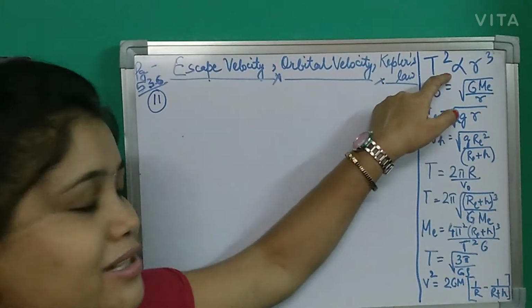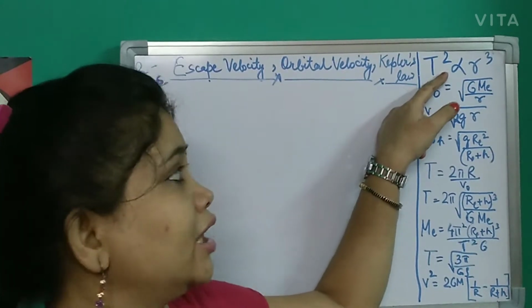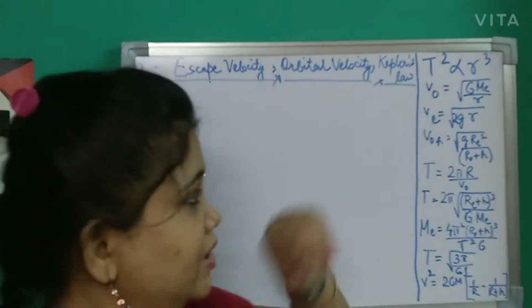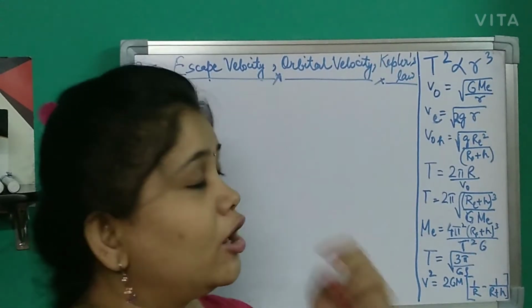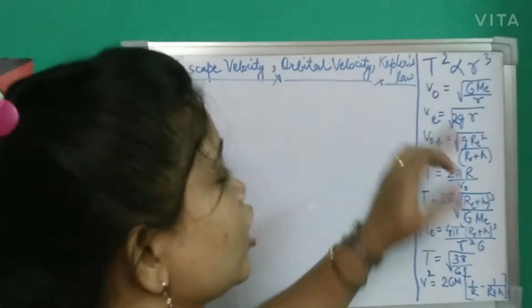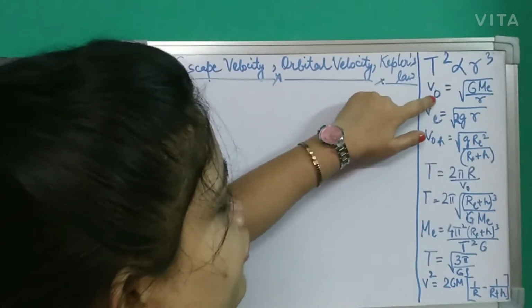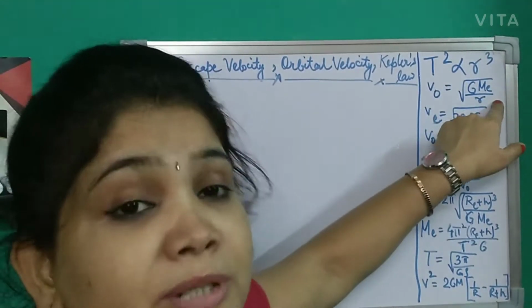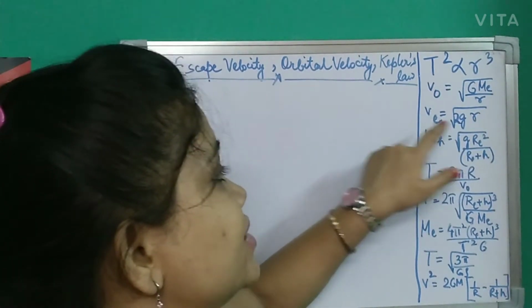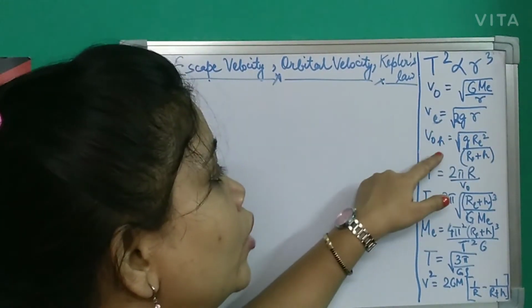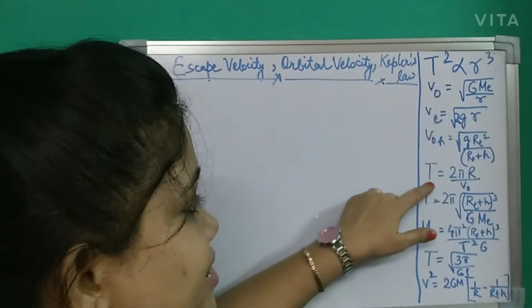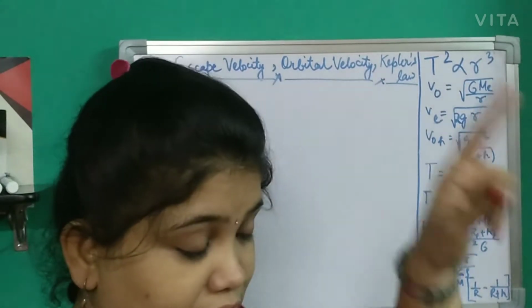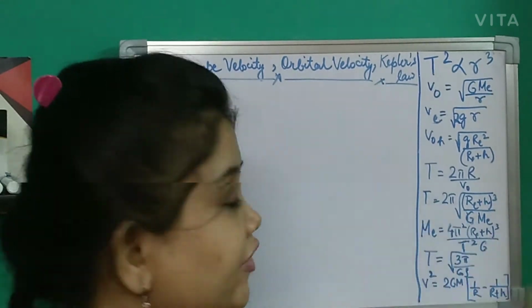The first is Kepler's law, which is the law of your time period. T square is directly proportional to r cube, where T is the time period and r is the mean distance from the earth to the satellite, or from the sun to the earth. v0 is the orbital velocity, ve is the escape velocity, and voh is the orbital velocity at a particular height h. Next is the time period T for the satellite revolving around the earth.